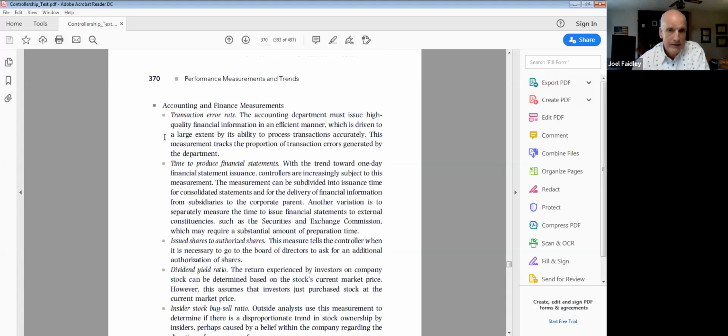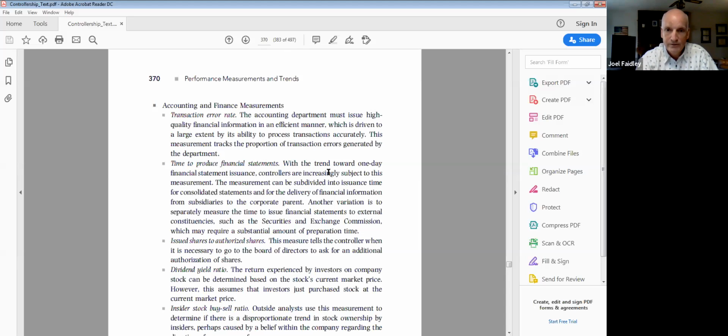All right, top of page 370. Again, they talk about transaction error rate. Time to produce financial statements. We looked at that fast close last week, didn't we? Time to produce financial statements. A lot of times you have imposed time limits to get that done at your plant location. And of course, they're on a timeline at your corporate office, pulling all these different facilities into one.